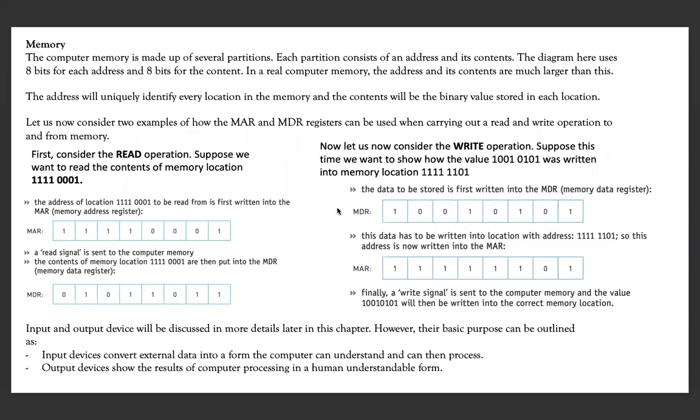Now let's look at the write operation. Suppose that we want to show how this value, which is the data by the way, was written into this memory location, which is the address. So again, the relationship of MDR and MAR is similar, but in this case the process slightly changes. First, I have the data. That means the value is first placed in the MDR: 1001 0101. The data has been placed into the MDR.